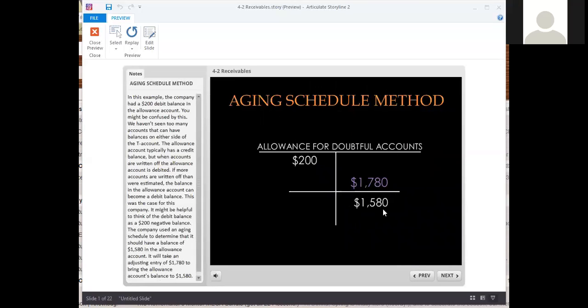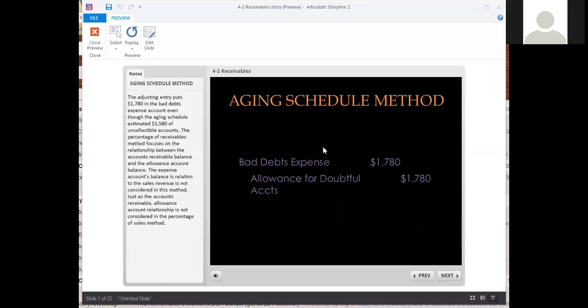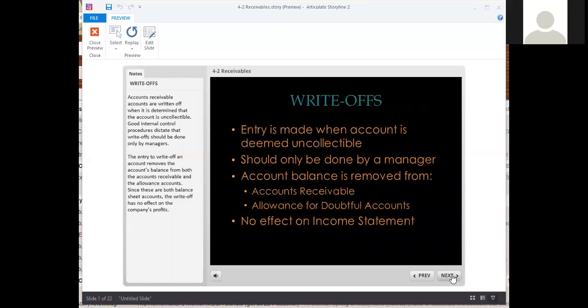That grand total comes in here and becomes this 15,880, the balance we want, and we need to explain to the student how to go from a negative 200 to a positive 1580. It's going to take adding 1780 to this account, and we do that through this journal entry. That again should be in a general journal.